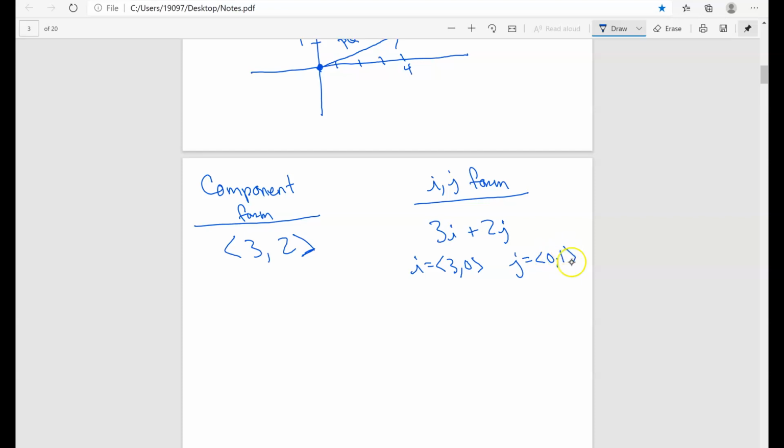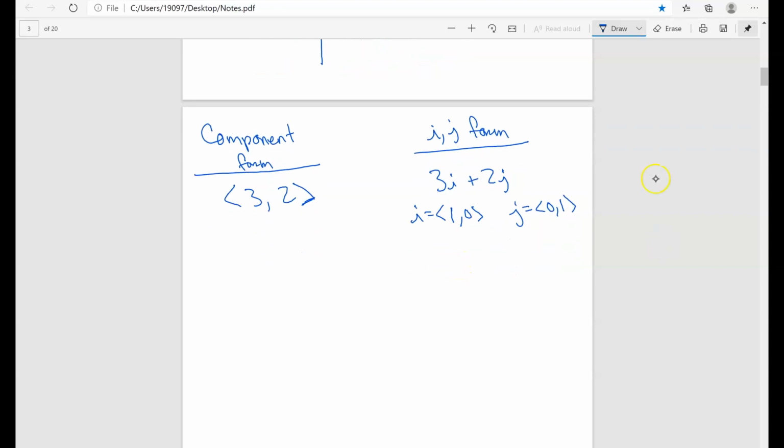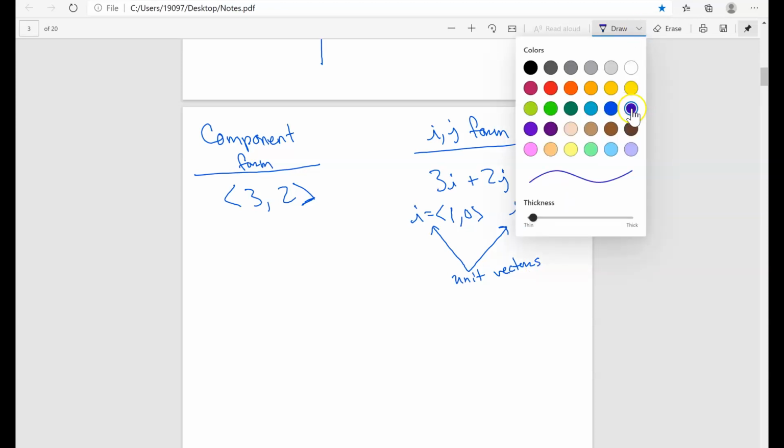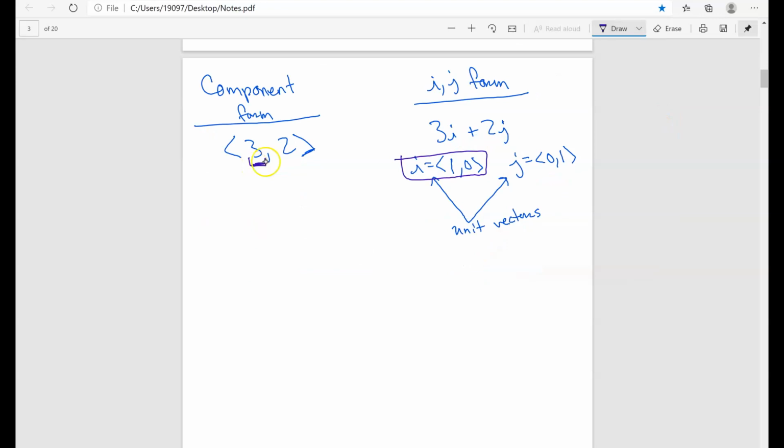Oops, that's wrong. i is equal to 1, comma 0, and j is equal to 0, comma 1. Later on, we'll talk about these two, and they're actually called unit vectors. So this is just shorthand notation. Basically, you're taking the 3 and adding an i next to it, and then you're taking the 2 and multiplying a j to it. Later on, I'll explain what these two are, but for right now, just take it as a given.